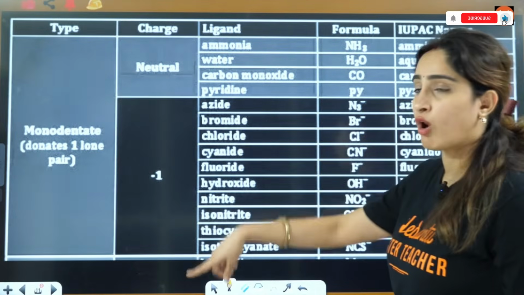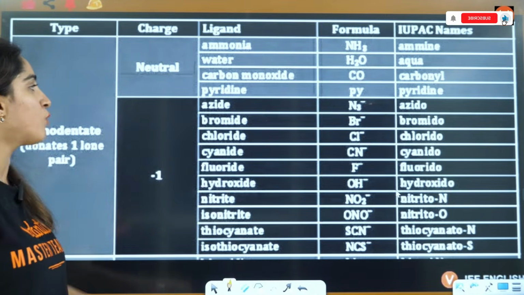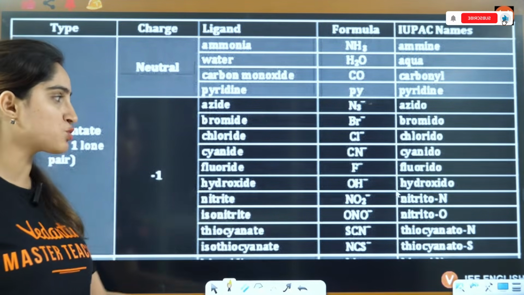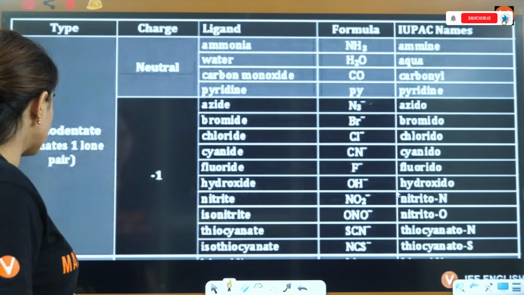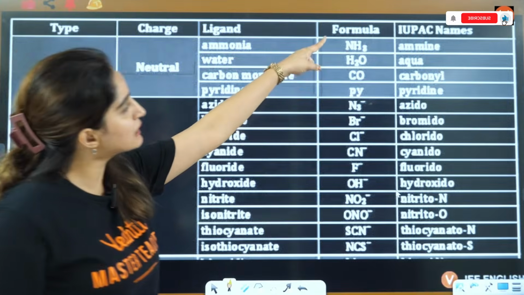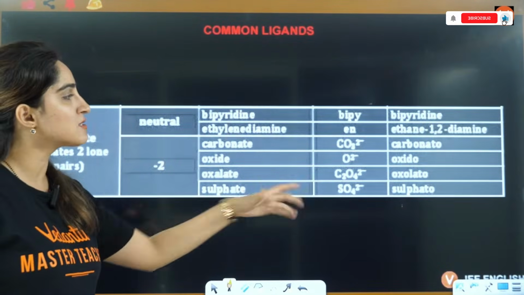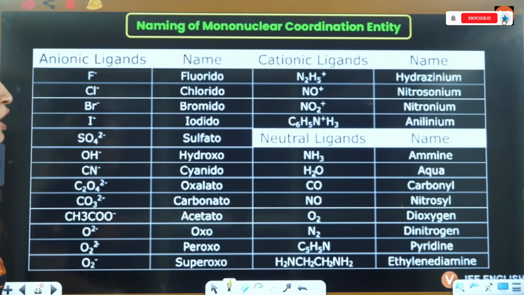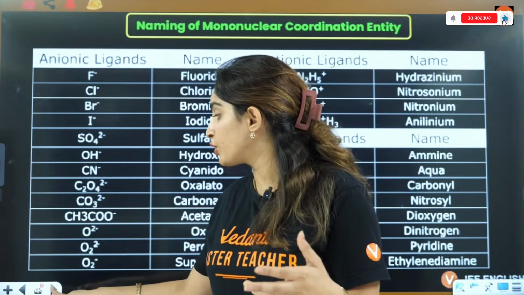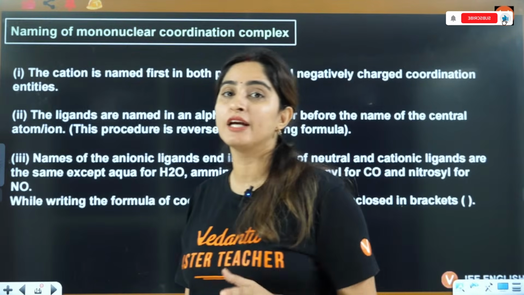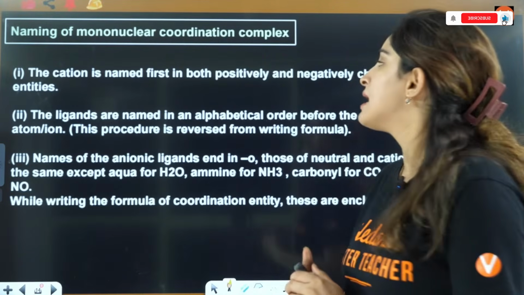Now you have to go through all of this, because some students are asking, ma'am, how will I get to know that this is -1, this is -2 and so on. So here you will see NO2 negative, SCN negative. Carbonyl, water, ammonia, pyridine, all these are neutral. Then these are ligands with -2 charge. This is how you need to revise these things again and again, so you know exactly what is -1, what is 0, what is -2. That should be in your tips.